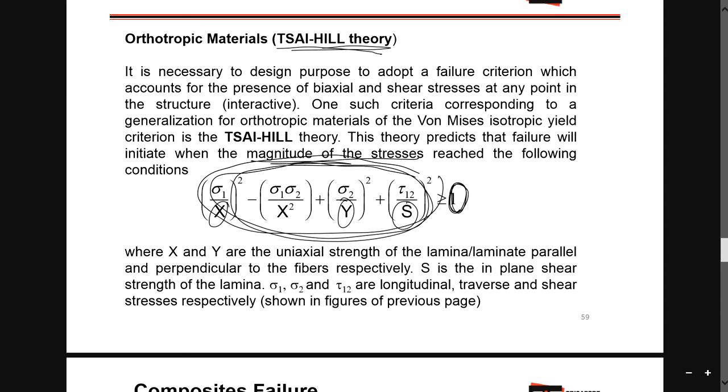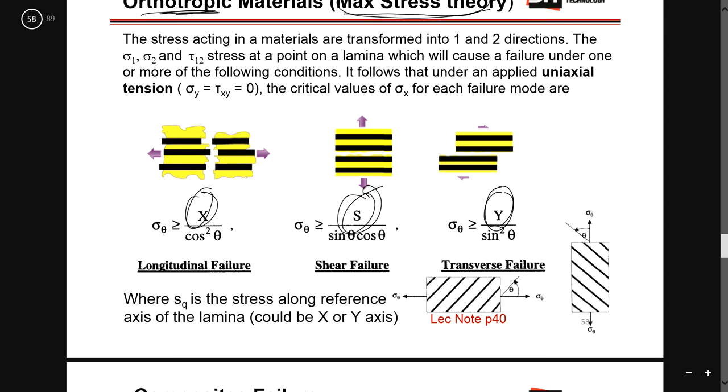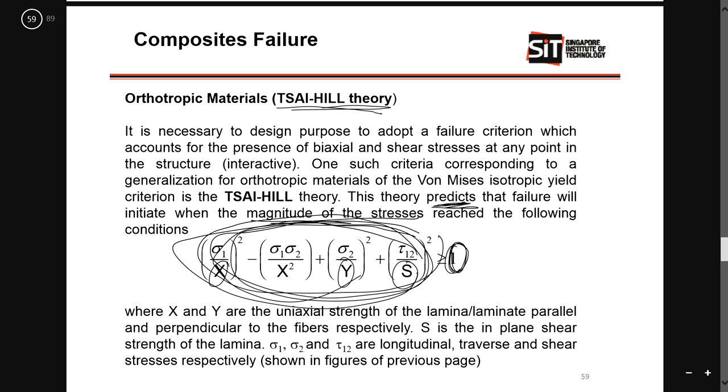So it gives you a prediction of when you will fail. You can sum it all together and get an overall result of when it will fail. Over here, this one is for individual directions: in the x, in the shear direction, in the y direction. So the Max Stress Theory is more detailed. Over here gives you the whole full picture of your whole laminate, which includes all your plies.